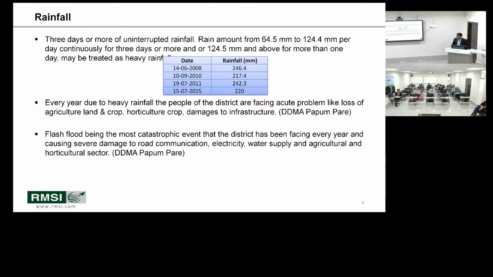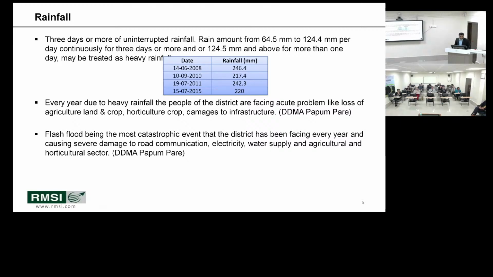It was in the news. This rainfall crossed the limit, at 204.5 mm, extremely heavy rainfall. The river saw the worst flood on that day, 14 June 2008. Similarly, there are more events, such as 10th September 2010. Such events happen very frequently.